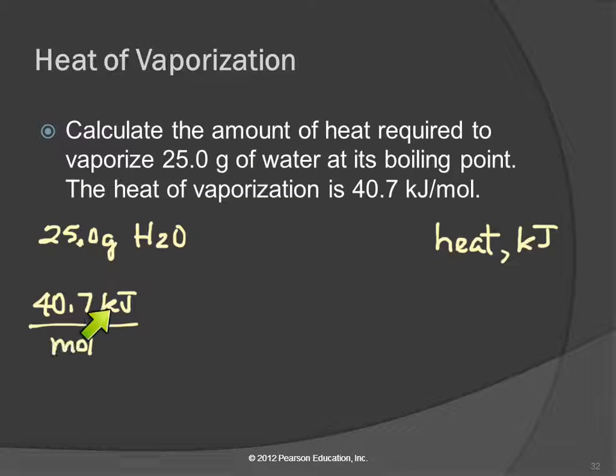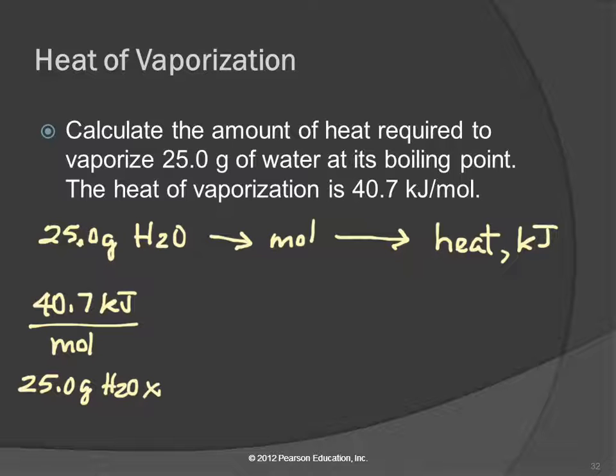This relates kilojoules and moles. So if we knew how many moles of water, we could use that to convert to the amount of heat. Can we go from grams to moles? Yeah, we learned to do that a while ago. So this is our path. This just comes down to being a unit conversion problem. So 25.0 grams of water times, in a line, times, in a line. The units, grams to moles to kilojoules. So grams to moles to kilojoules.